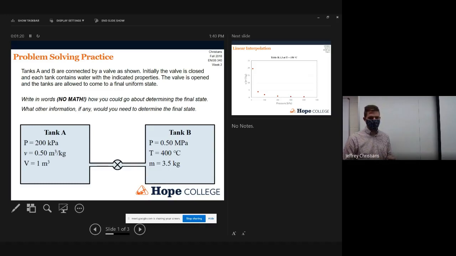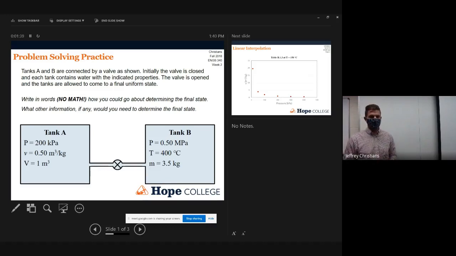So this is one problem. Just spend the next 5 minutes thinking about this. Try to write down step by step how you would go about actually figuring out the answer. And one of the things too is, how would you go about determining the final state?